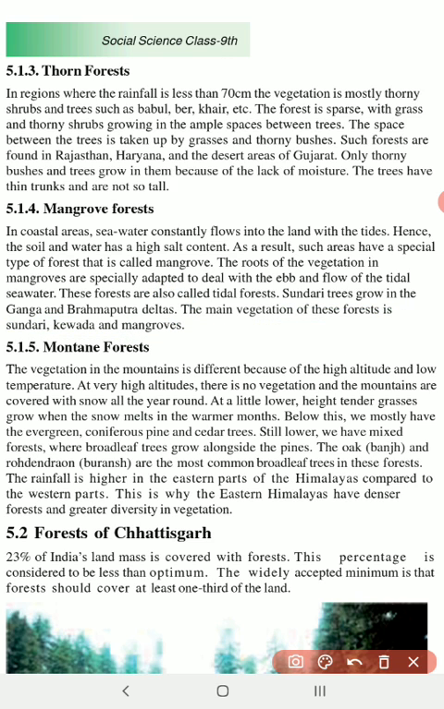The last part of forest is montane forest. Montane, the very name suggests that these forests always have high altitude mountains. Okay, so the vegetation in the mountains is different because of the high altitude and low temperature. So here we have trees growing in the high altitude. As you go higher, the temperature drops. Okay, so based on this, we have a number of trees growing there.